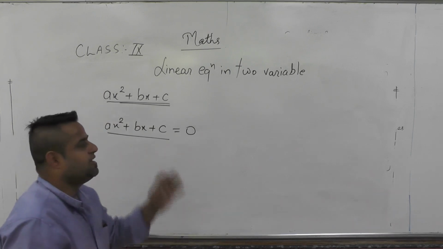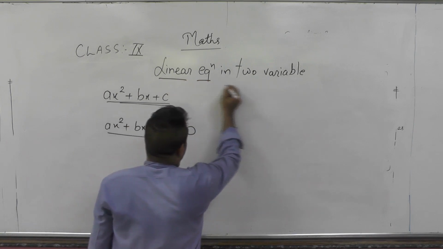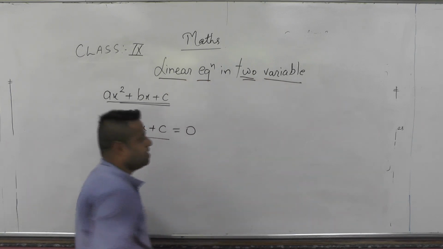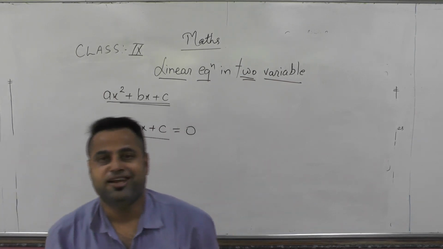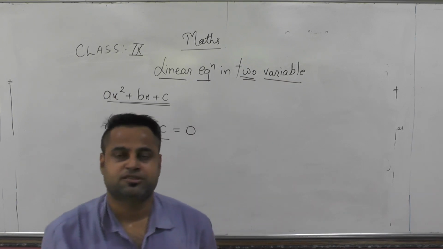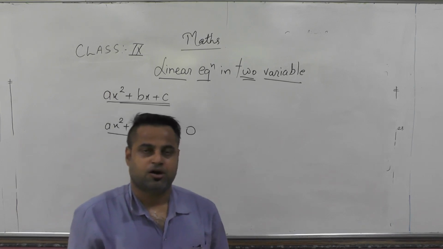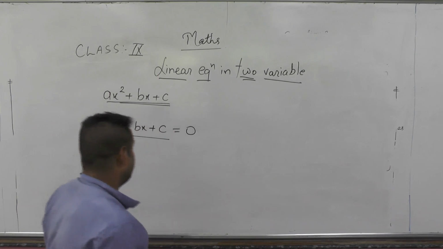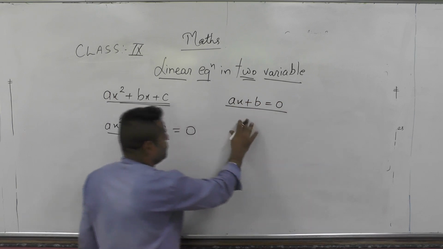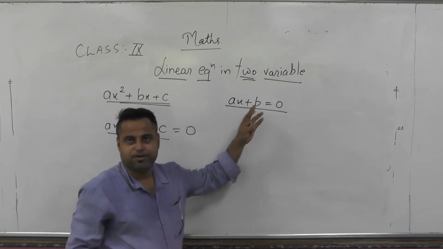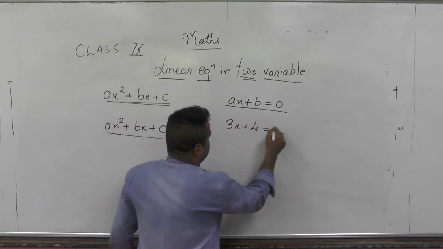There are three important words here: linear, equation and two variables. What is a linear equation? A linear equation is an equation consisting of degree 1 only. There is no power other than 1, or it can have less. Like ax plus b equals 0 is a linear equation of one variable, because x is the only variable, and a and b we can take as constants. Like 3x plus 4 equals 0.